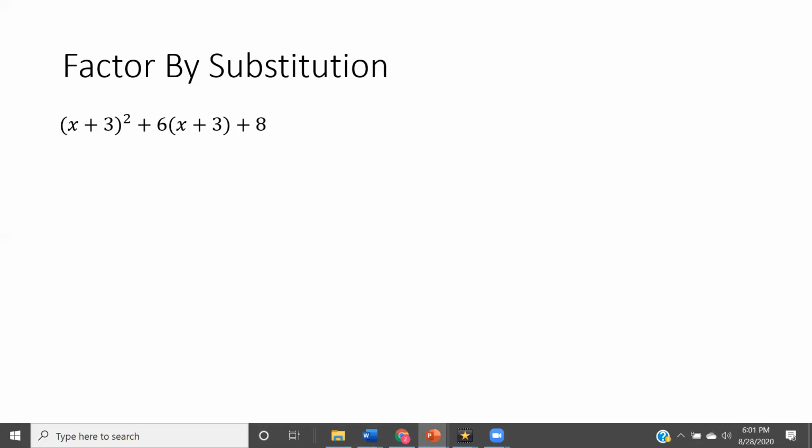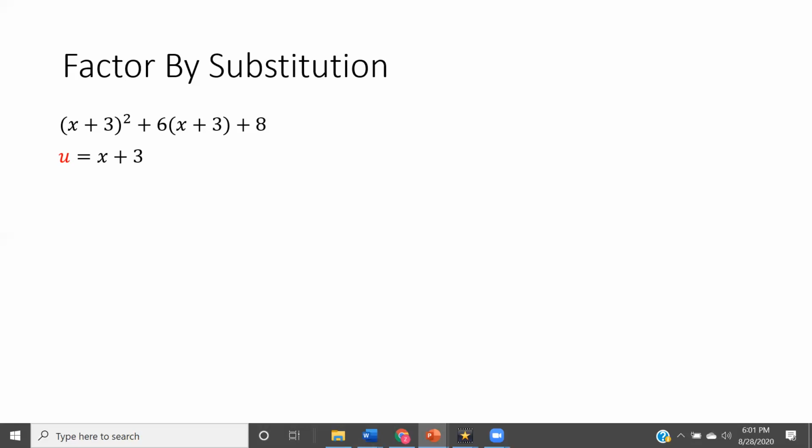Okay, so looking at this one, this is very close to just a simple factoring problem. The issue is, instead of just having an x squared, I have an (x plus 3) squared. And then instead of having my middle term just be x, it's x plus 3. So wouldn't it be nice that if instead of dealing with that x plus 3, we could do something else? And in fact, that's exactly what we're going to do.